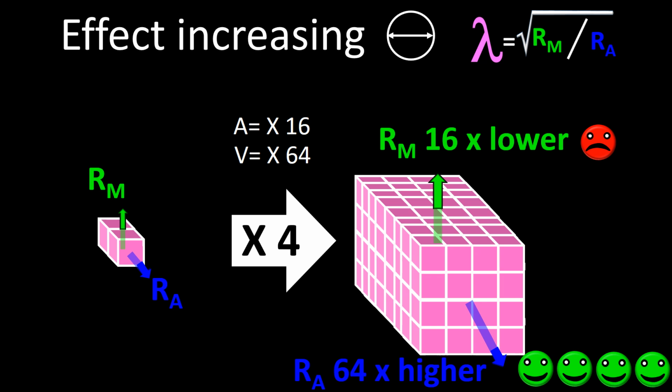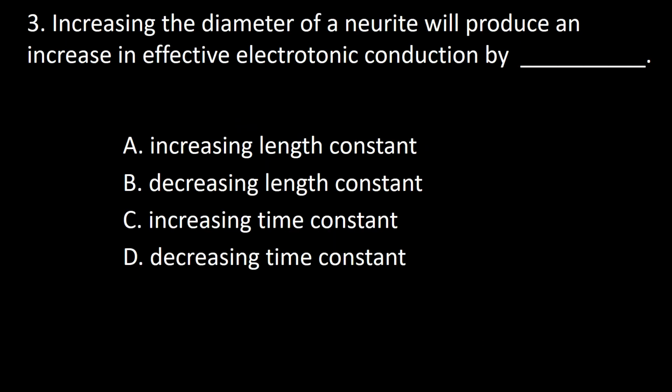Thus, the net result of a 4 times increase in the size of a neurite is to increase the speed of conduction about 3 times. So the answer to this question is A.